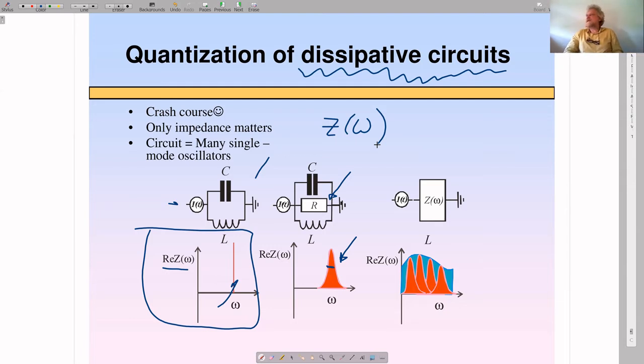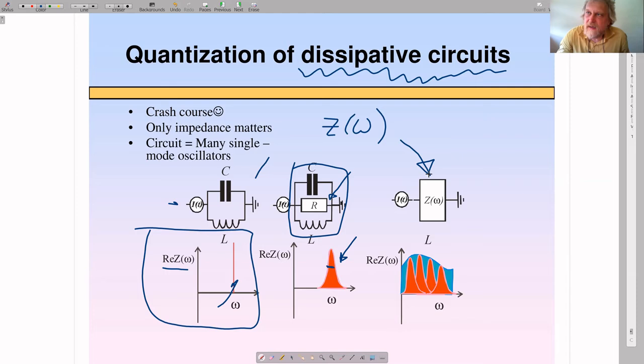And let us now assume that only the impedance of the circuit matters. So it could contain many other capacitances, resistances, inductances, anything. But what matters is the whole impedance of the circuit.